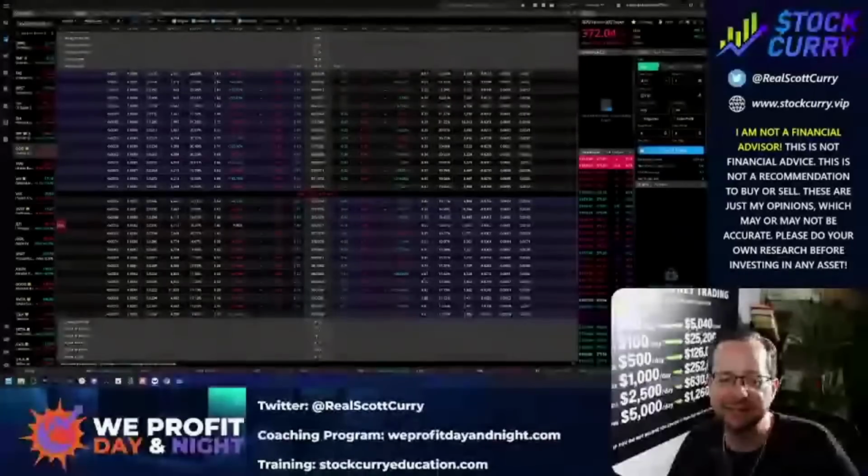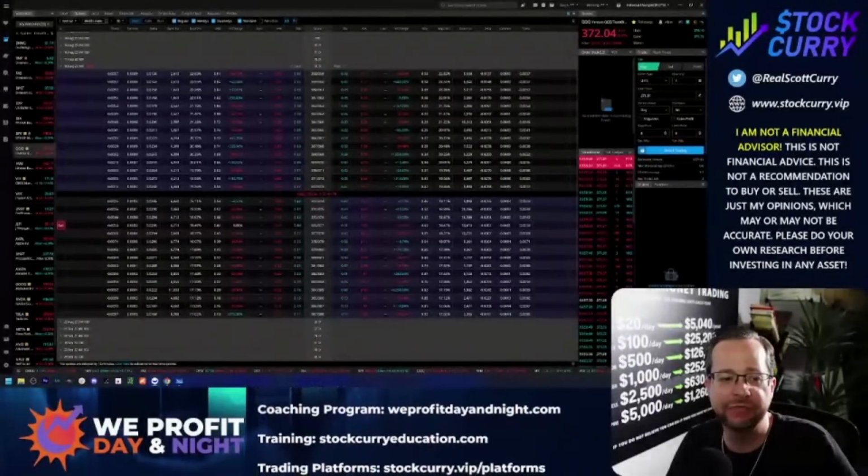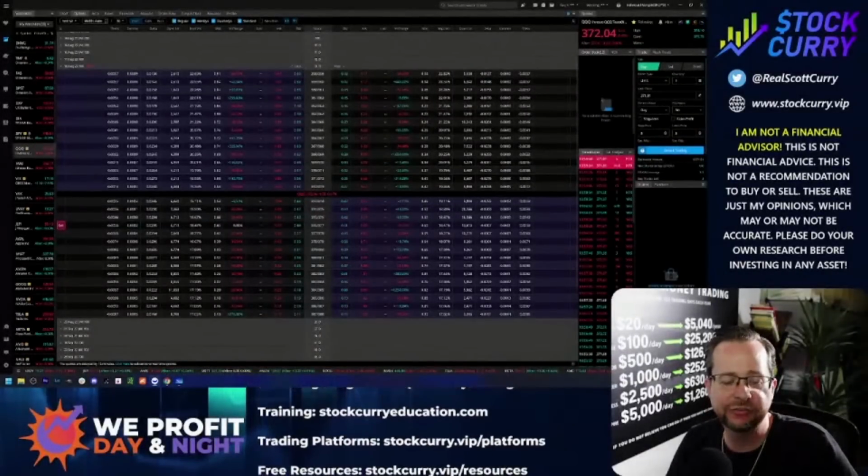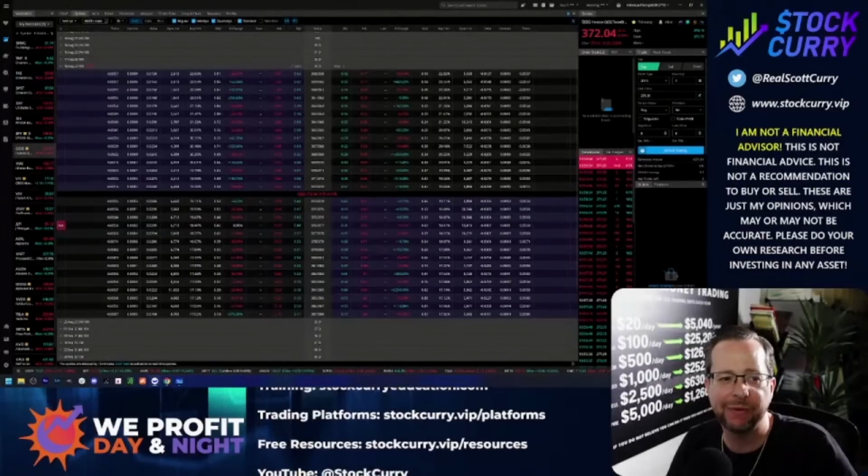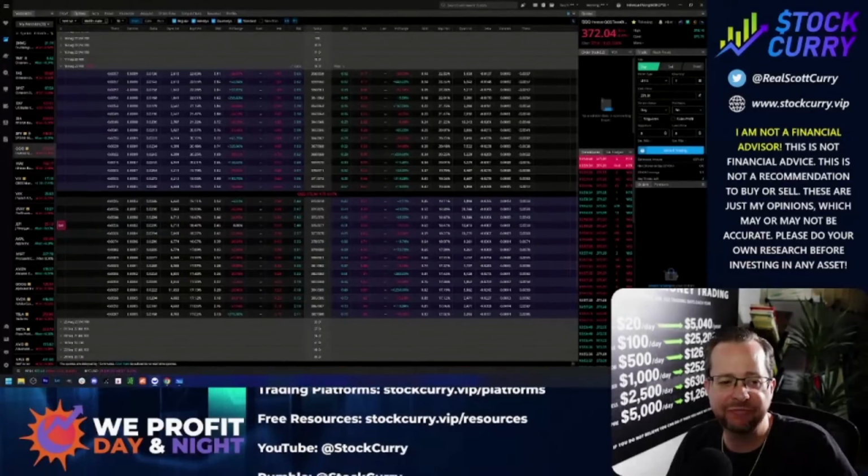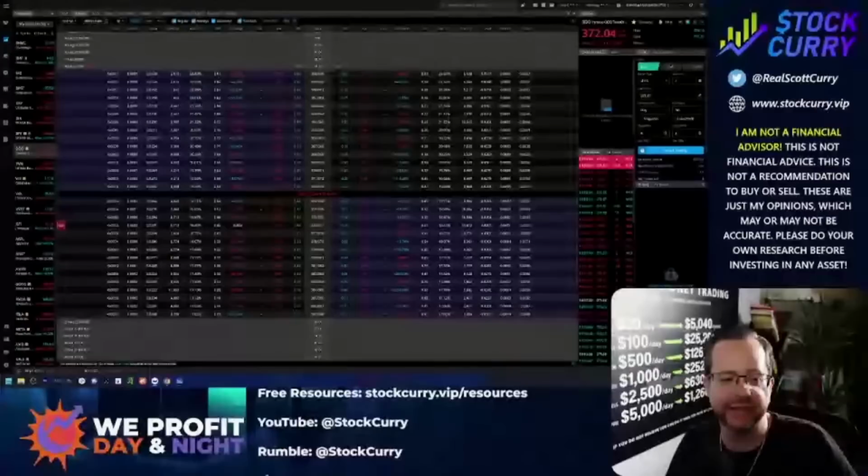Really exciting. I love this stuff, guys. If you can't tell, I love these vertical spreads. The odds of making money are way, way higher, and your profit potential is just so much higher on these.